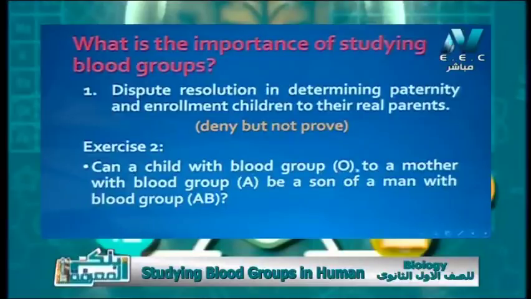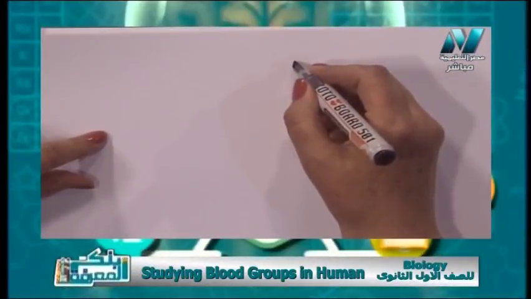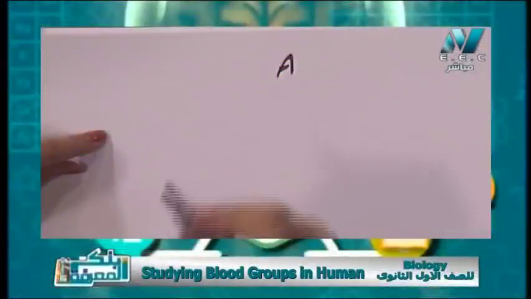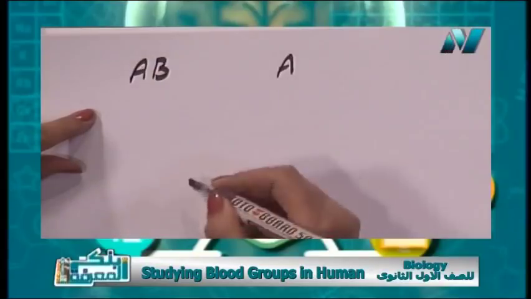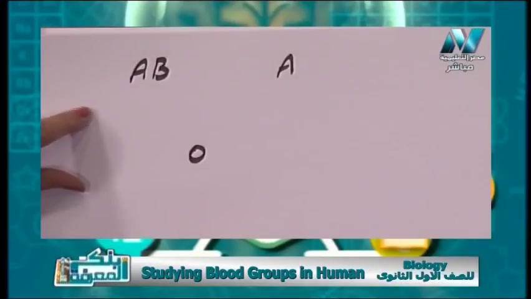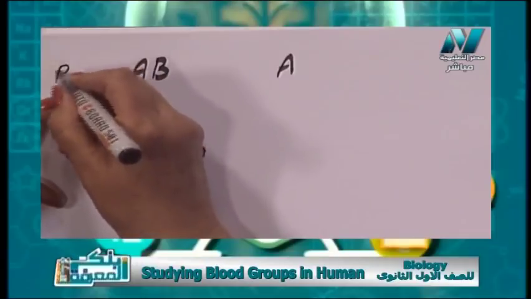Can a child with blood group O, born to a mother with blood group A, be the son of a man with blood group AB? Let us see. The mother is A, and the father is AB, and their son is O. What do you think, my dear students?